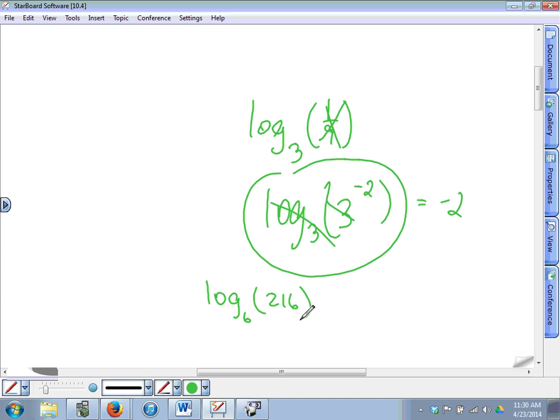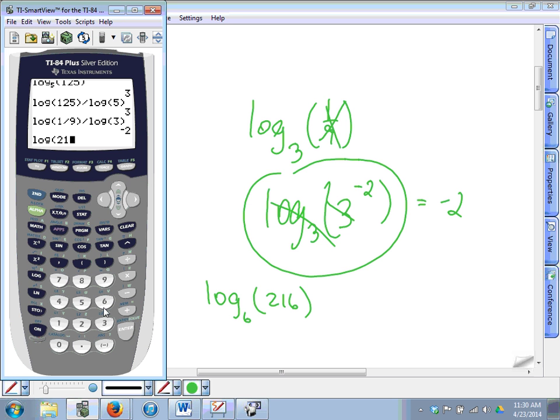The intent is to use your calculator. You're going to do the log of 216 divided by the log 6, and it equals 3. I'm going to pause this. You guys take a moment, try to do a couple of these before we move on.